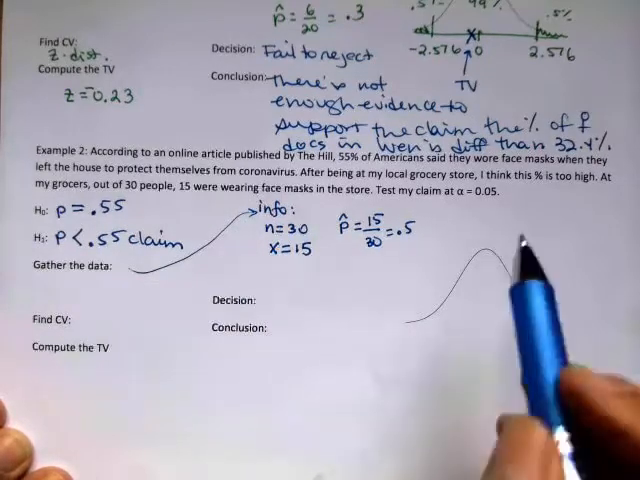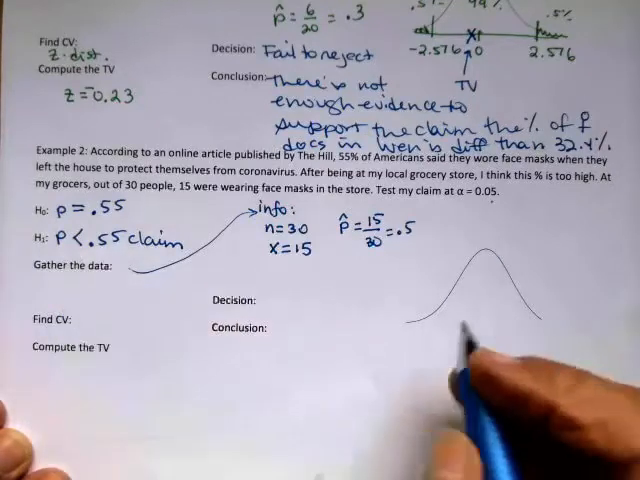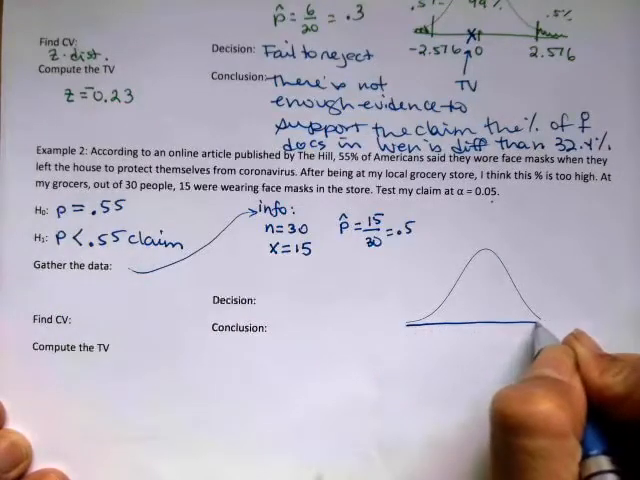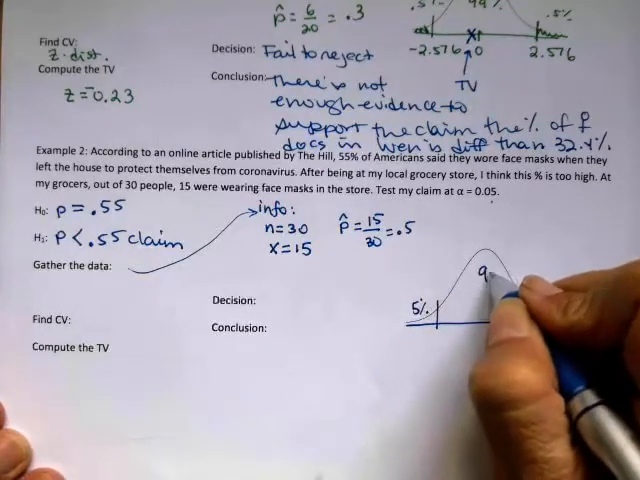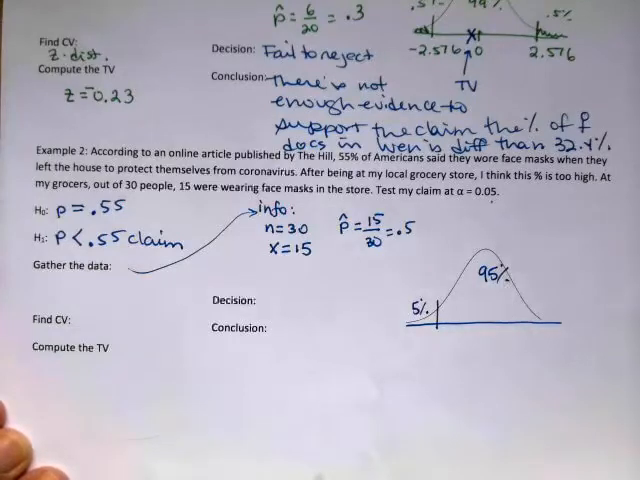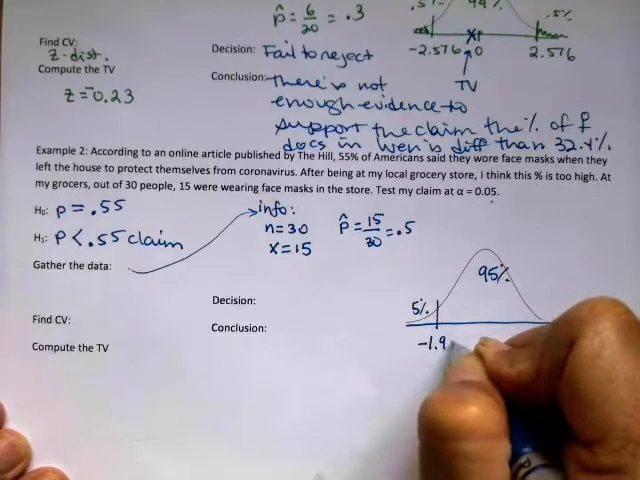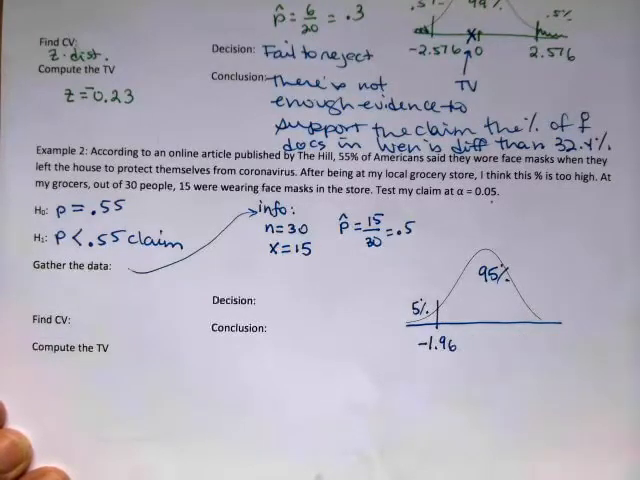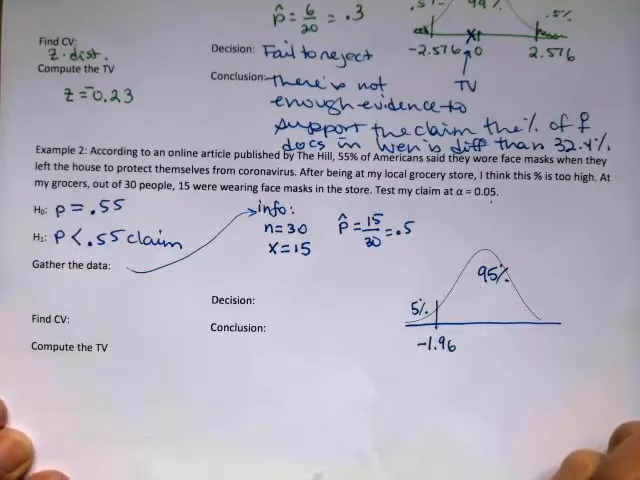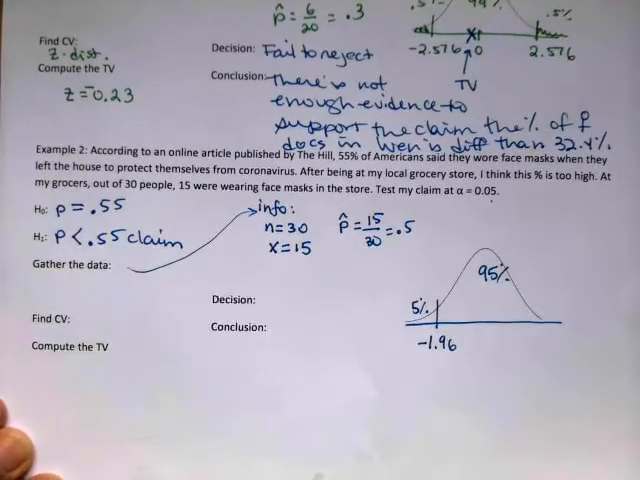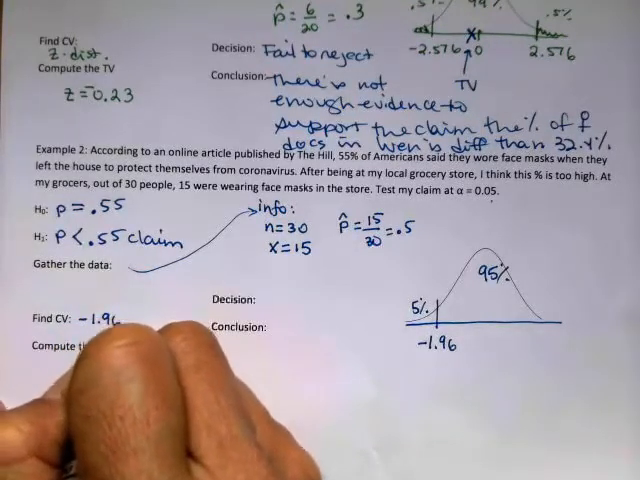So then our critical value. Alpha is 0.05. I have a one tail to the left. So I have 5% here. There's your alpha on the left-hand side, 95% on the right. This is negative 1.96. I happen to remember that one. If you don't, you can either look it up or you can use that inverse normal and use your area as 0.05. So negative 1.96 for my critical value.